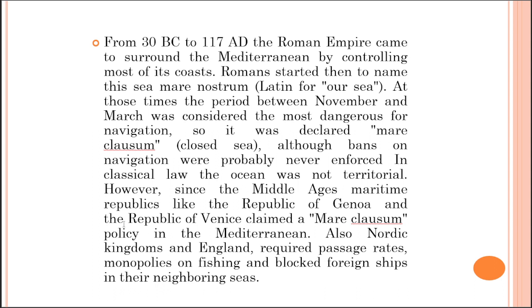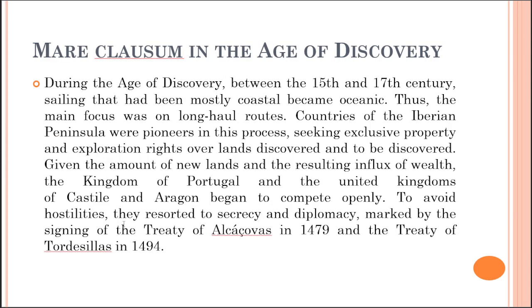In classical law, the ocean was not territorial. However, since the Middle Ages, maritime republics like the Republic of Genoa and the Republic of Venice claimed a Mare Clausum policy in the Mediterranean. Also, Nordic kingdoms and England required passage rates, held monopolies on fishing, and blocked foreign ships in their neighboring seas. Mare Clausum in the Age of Discovery.